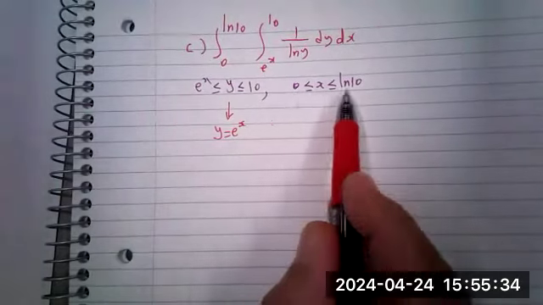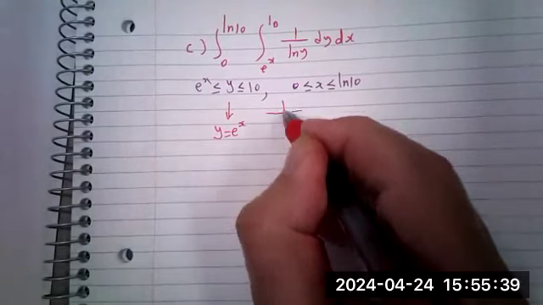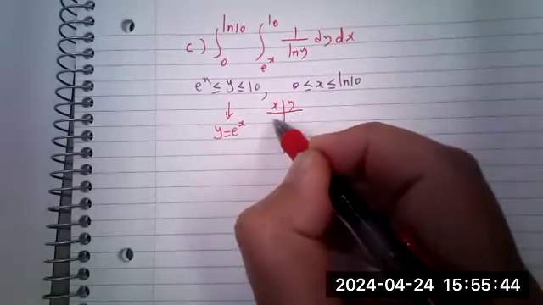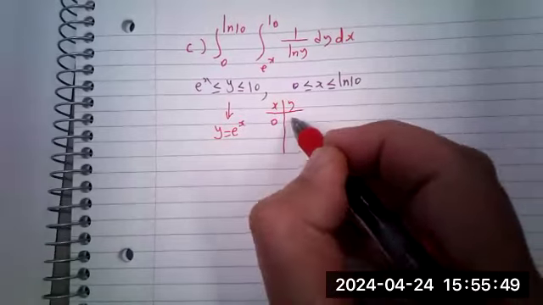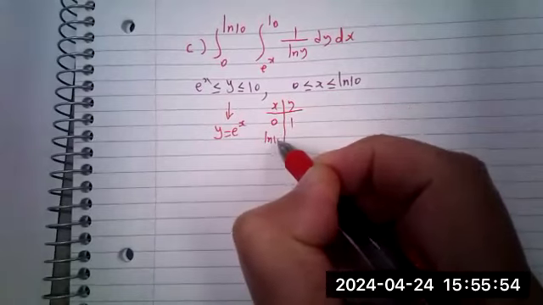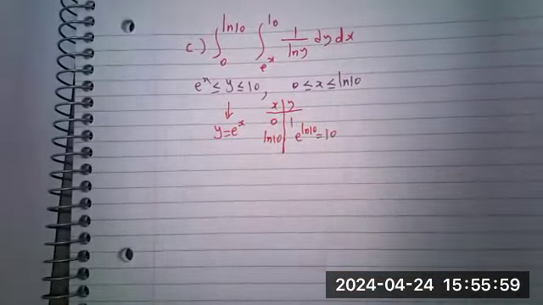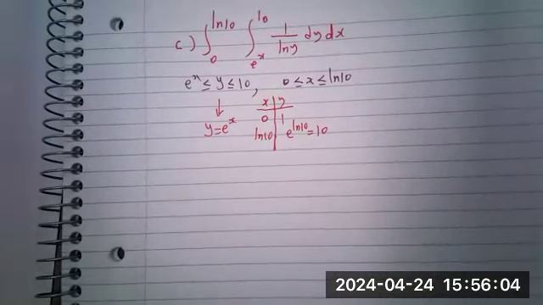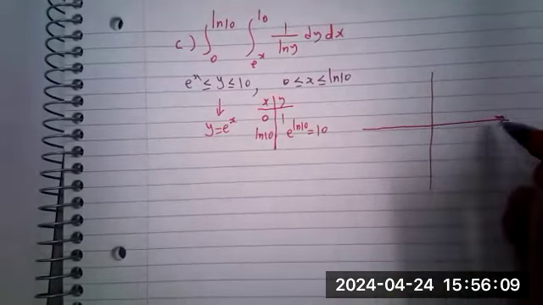For the exponential function, use these two numbers to find the limit of the graph, if you like. That's going to be x, y. If you replace x by 0, e to the 0 would be 1. And if you replace x by ln 10, you know that e to the ln 10 would be just 10. So it's going to be part of the exponential function. This is going to be the region in question.